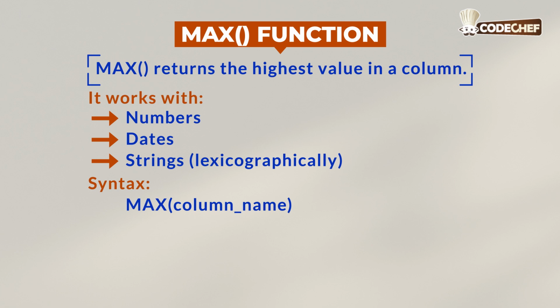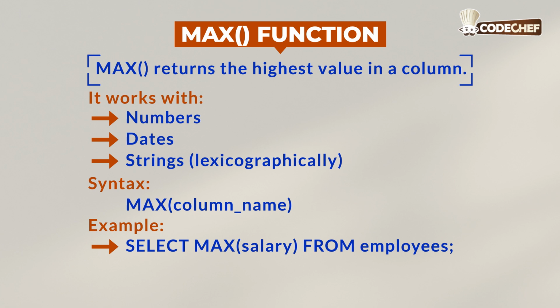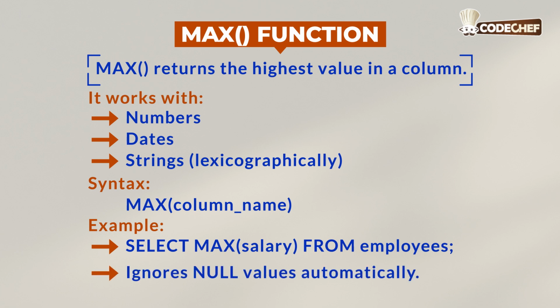So from the column, whose column name we write inside the bracket, the maximum or the highest value is displayed to the user. Example, select max inside bracket salary from employee semicolon. So from the column salary, whatever is the highest value, that will be returned to the user from table employee. So in output for this query, we will get the data for the row in which the column salary has highest value in table employees. Another important thing is that the function max ignores null values automatically.